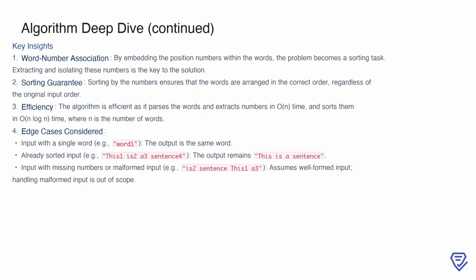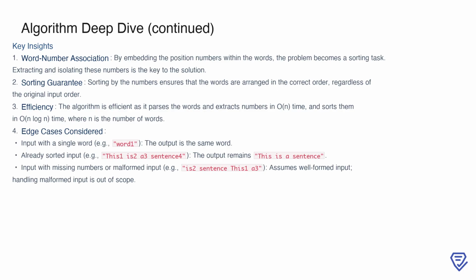The algorithm is also efficient. Parsing the words and extracting numbers takes O(n) time, and sorting the pairs adds an O(n log n) complexity, where n is the number of words. This ensures the solution handles typical input sizes effectively.